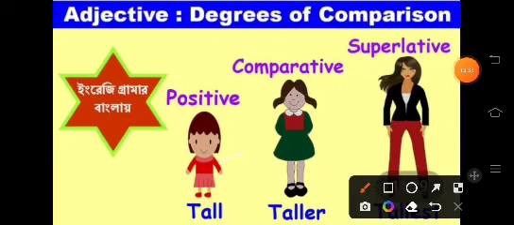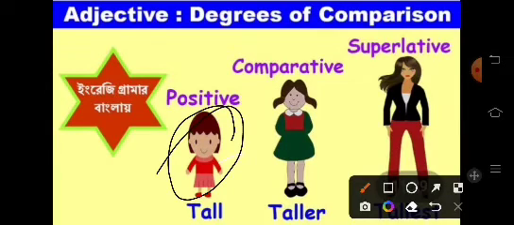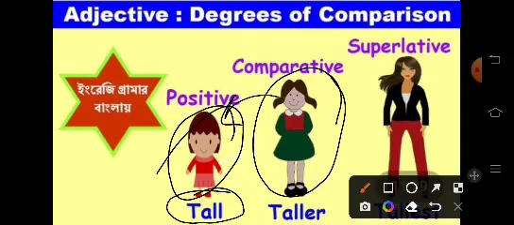Taking some more examples, like the positive degree: she is tall, because we are not comparing her height with another girl. This girl is tall. This girl is taller than her. Now we are comparing her height with this girl. So when the comparison is made between two, we use the comparative degree.